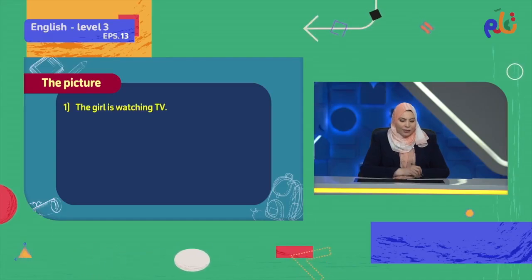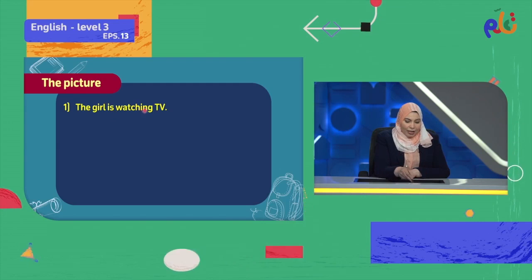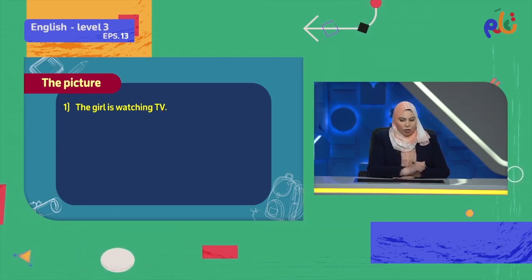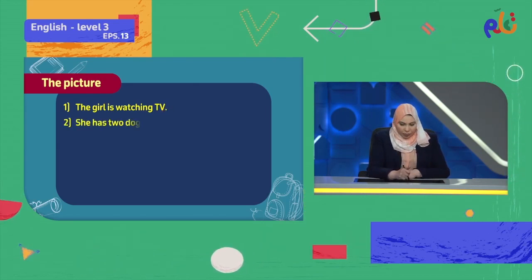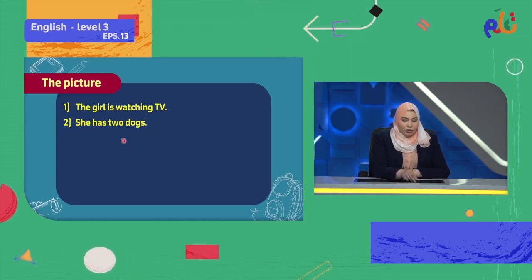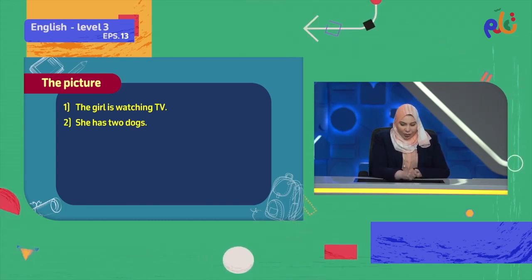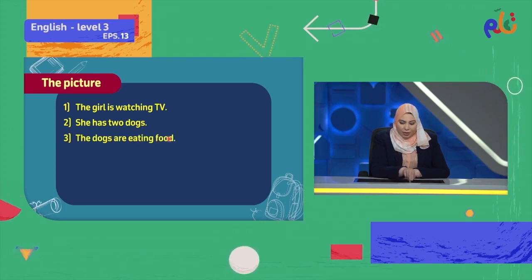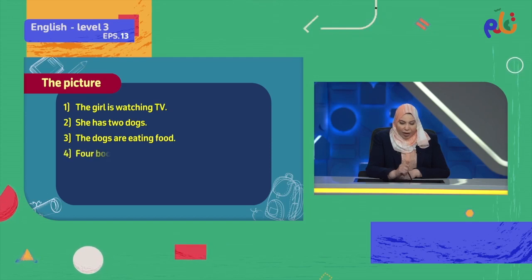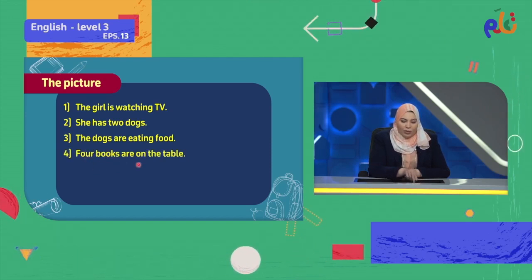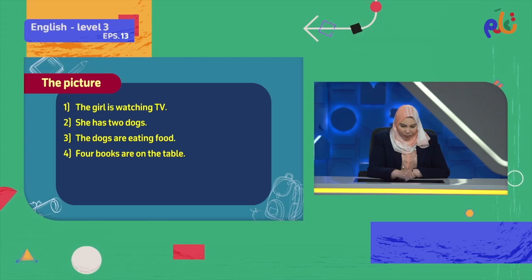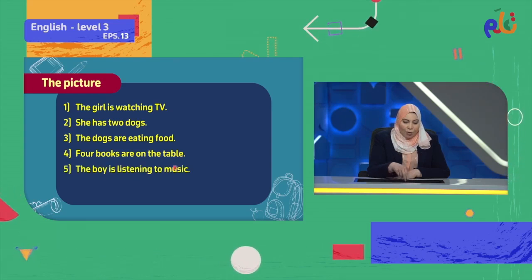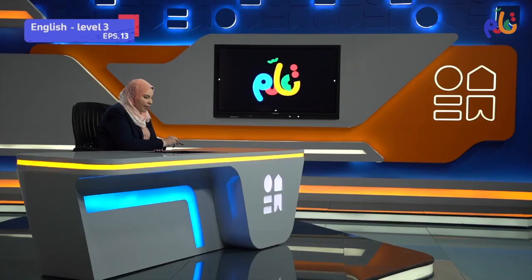So in the picture, what's different is that the girl is watching TV and in the second picture, no. And she's got two dogs and we have those dogs are eating the food. And the number of books, 4 books are on the table. And the boy is listening to music. These are the differences that we had from the first picture to the second one.